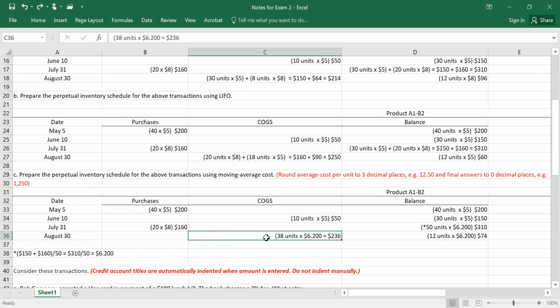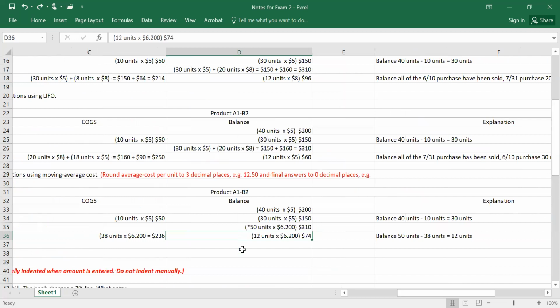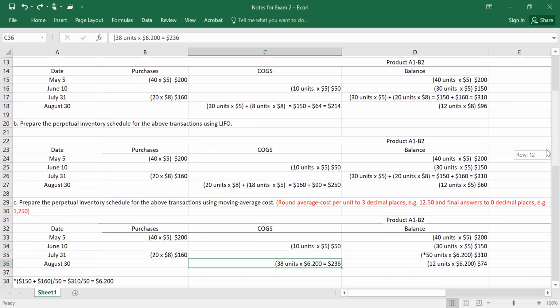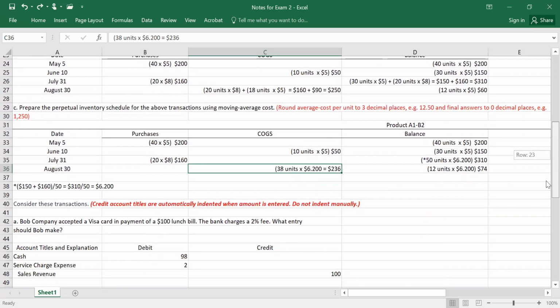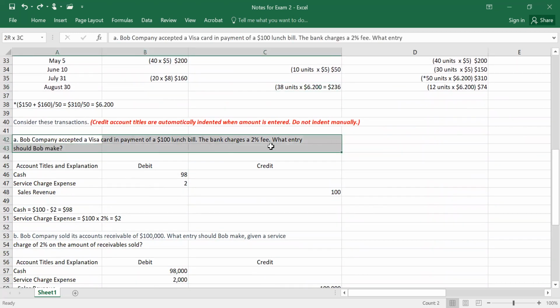For our ending inventory, well, we know we have, if we had 50 units, which we had, right? We had 50, we're selling 38. 50 minus 38 is 12. 12 units at $6.20 per unit is $74. So this is our balance. This was our cost of goods sold. And that's the one that was a little different because we haven't really figured it out in quite the same way before. Okay, next one, and it isn't that it's difficult, but we really didn't go through it, so I thought I'd just give you an example.